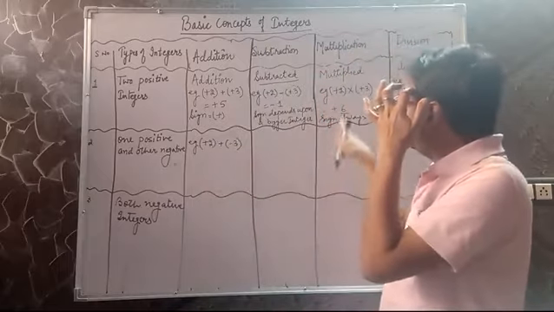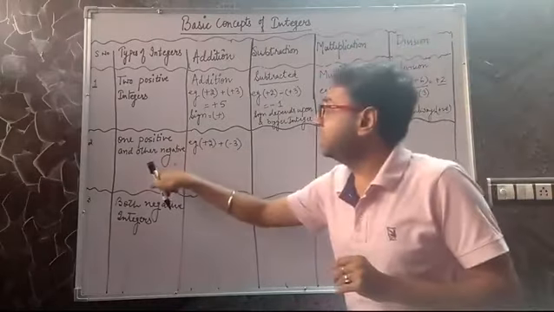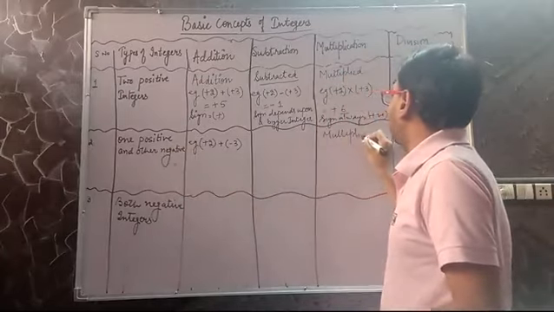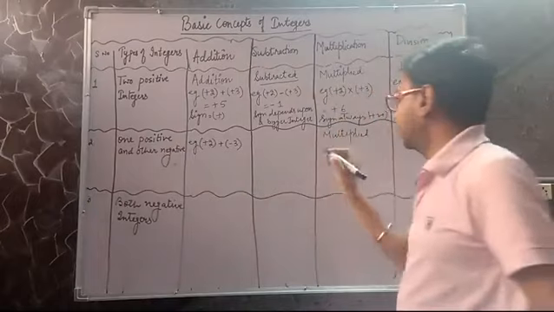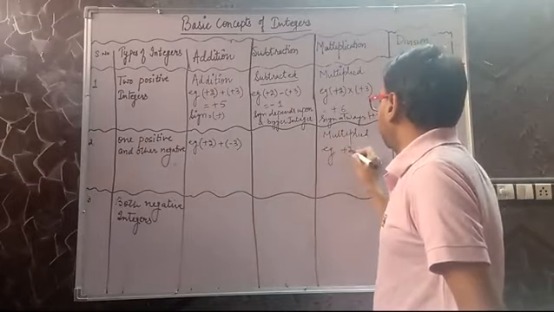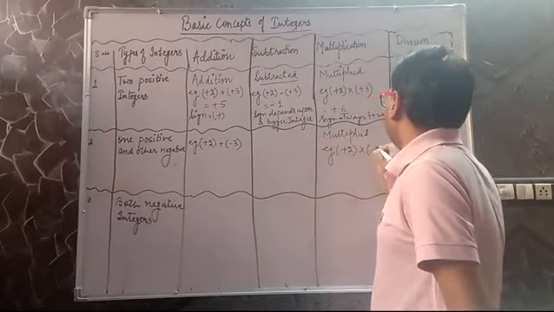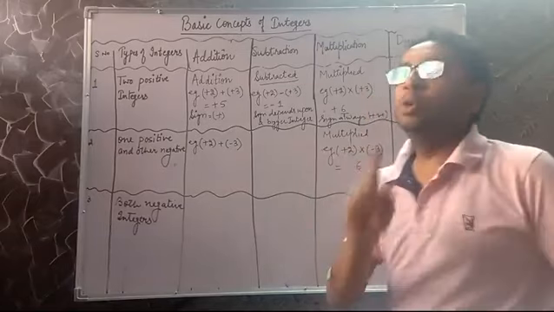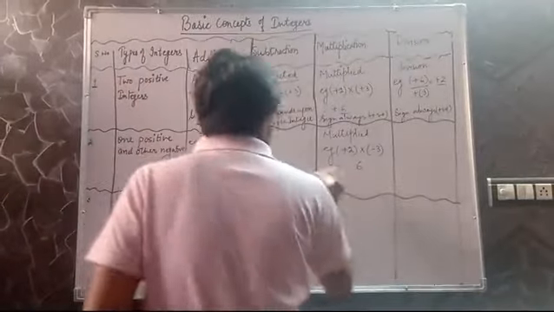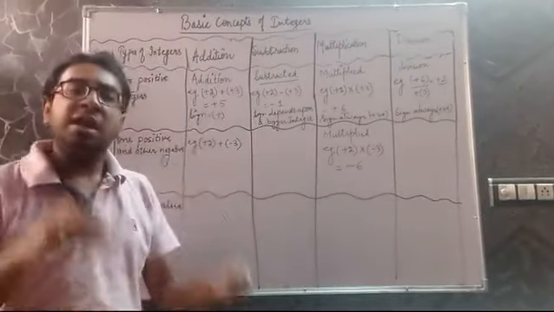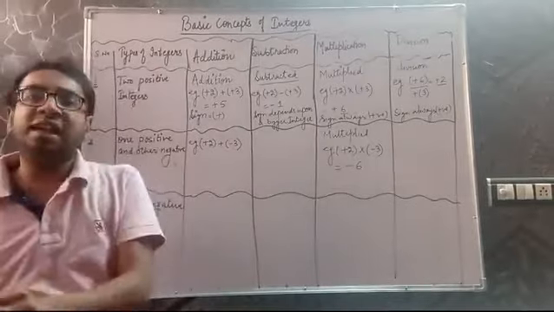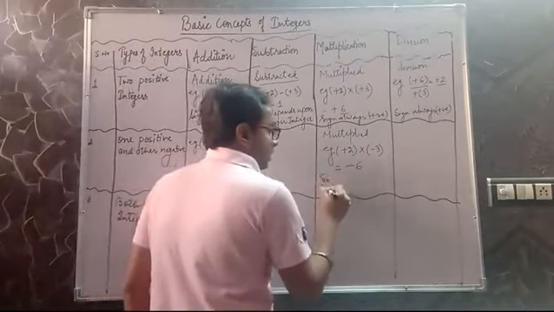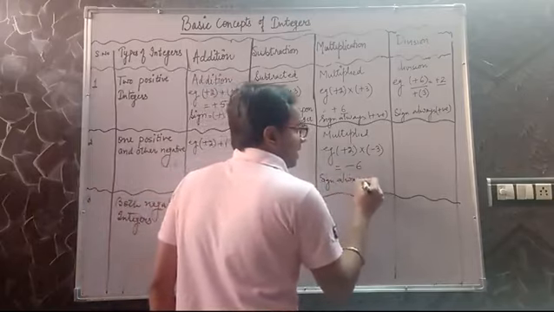Before doing that, let me move on to multiplication. If one is positive and the other is negative, the numbers will always be multiplied, not a problem. For example, if I need to multiply plus 2 with minus 3, they will be multiplied for sure. 6. But do remember, the sign will always be negative. If one is positive and the other is negative, in multiplication the sign is always negative.